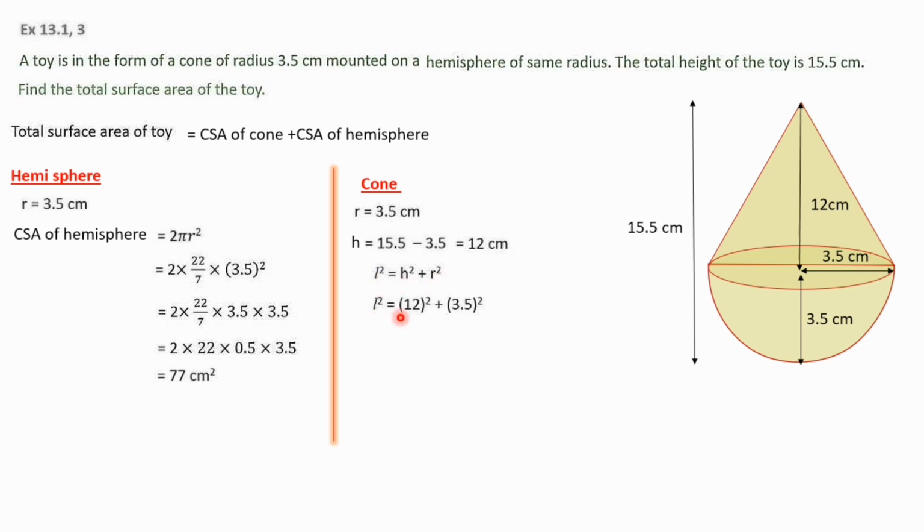So L square is equal to H is 12 square plus R is 3.5 square. That is equal to 12 square plus this 3.5 is a decimal value. So for easy calculation, just write it as 7 by 2. 7 by 2 is 3.5 only. So this is my way of calculation. So you can just do another way also. 3.5 directly multiply and write also.